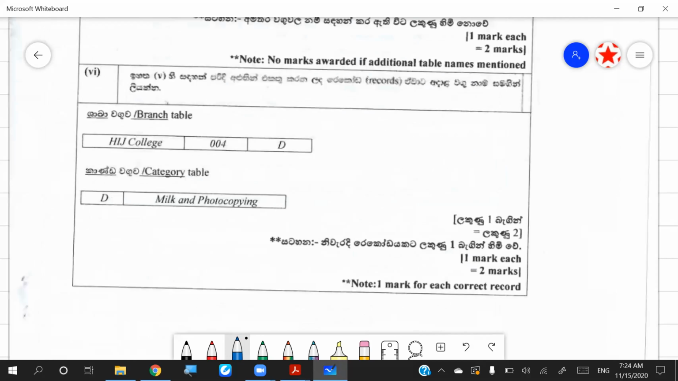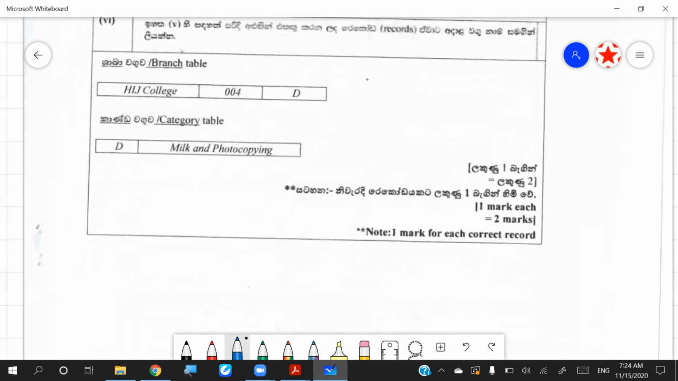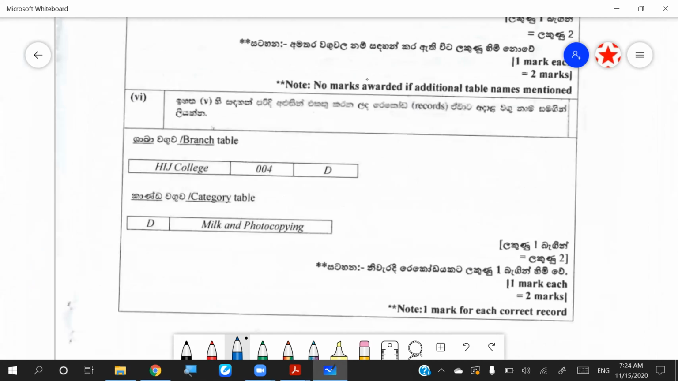In the branch table, you have to say HIJ College, 004 as the shop and D as the category, because we are creating a new category. In the category table, D is specified as milk and photocopy, right? If you have those two records, you are going to have 2 marks, 1 for each, right? So that's all about the database question. Anyone who has done the next question, the 6th one?